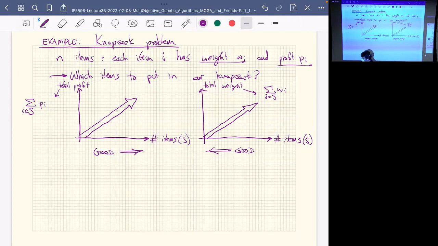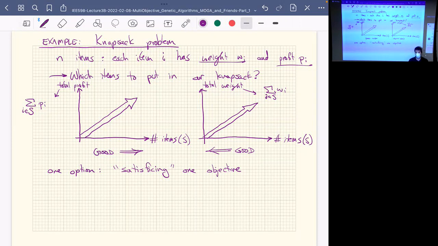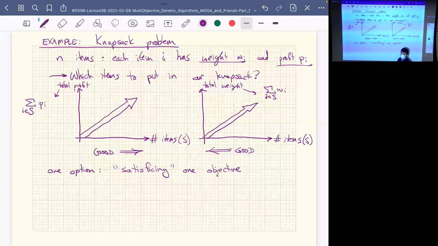As an example, the linear programming has been brought up. A typical linear programming approach, one option, would be to do what we refer to as satisficing one objective. The idea here is that we take one optimization objective and say we do not care about optimizing it. We just have a minimum or maximum threshold that we have to abide by, and as long as we are under or over that threshold, then we're okay.